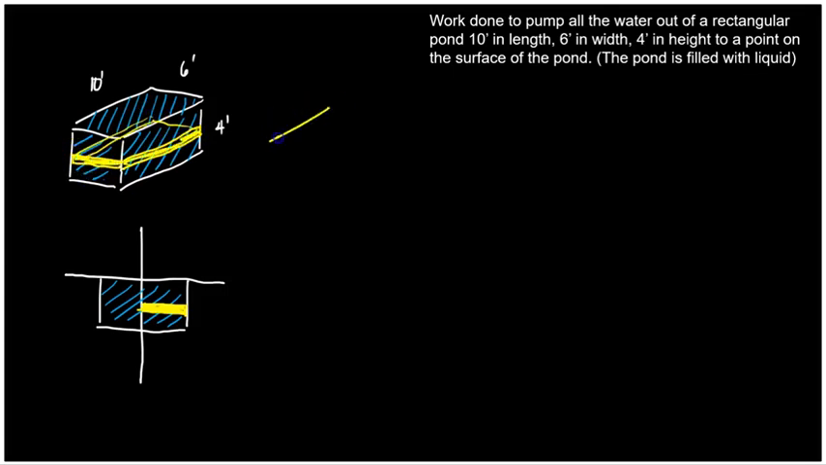I hope you can imagine the element would be sort of like a rectangular prism here. This is your dv, wherein this one would be dy. This is constant at 6. This is constant at 10. The height is the one that is changing. So that dy here will be represented in this graph as dy.